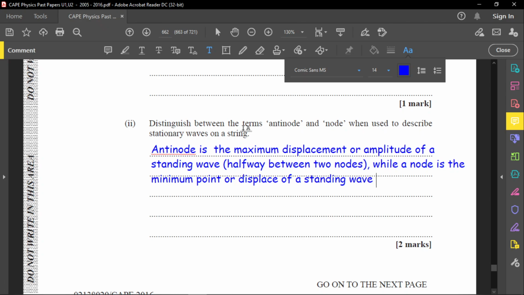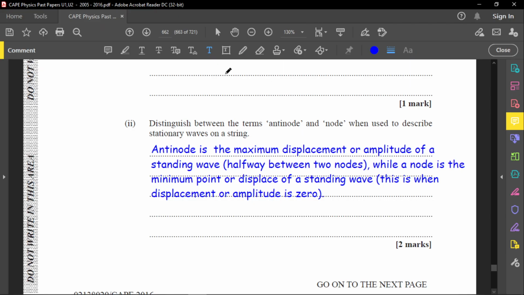What is also important, you can also state this as well: this is when displacement, or amplitude, is 0. So that's the difference there. The maximum point is the antinode, and the minimum point, or the minimum displacement, or where amplitude is 0, is the node.